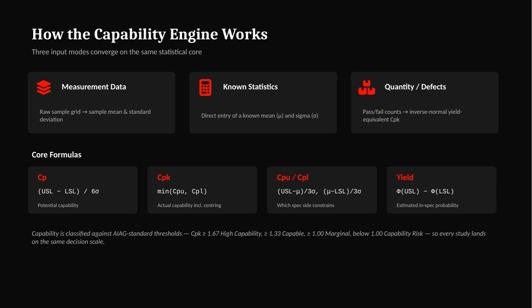To wrap up, the tool classifies capability using AIAG standard thresholds. A CPK of 1.67 or higher signals high capability, 1.33 or above is capable, 1.00 or higher means marginal, and below 1.00 indicates a capability risk. This standardization ensures that every study's results are directly comparable to industry benchmarks and expected customer or auditor evaluations.